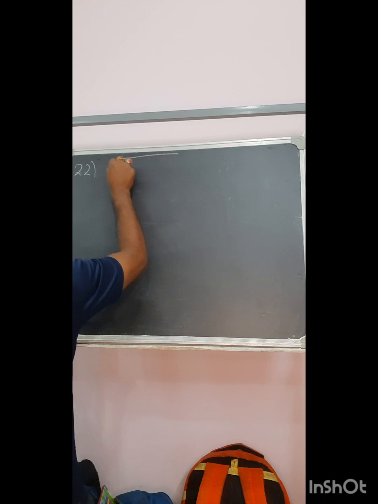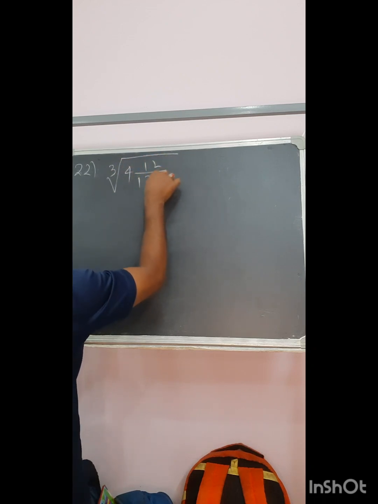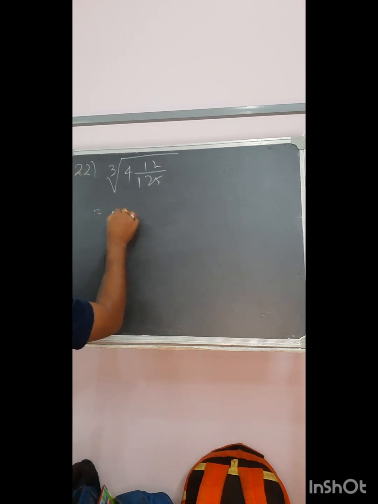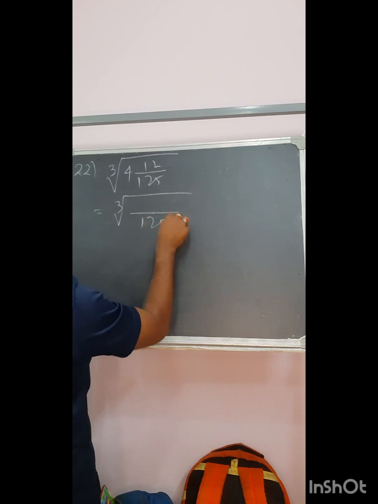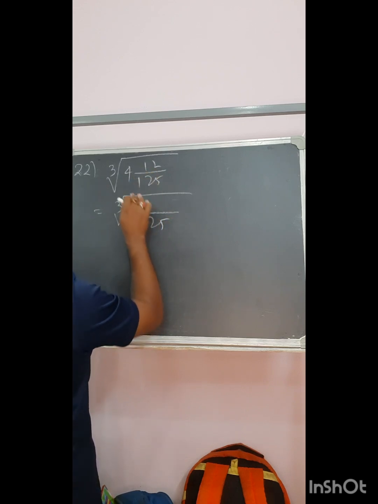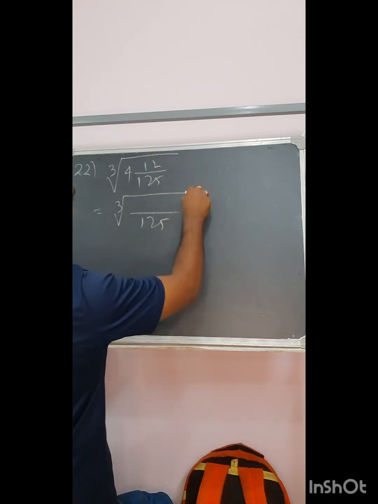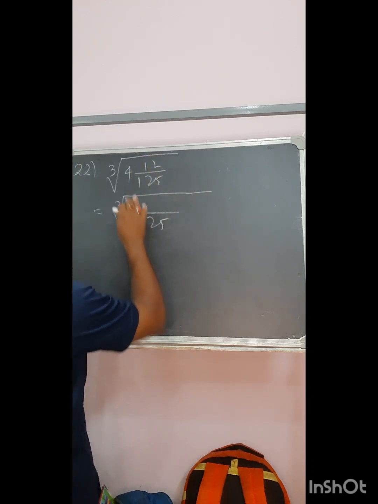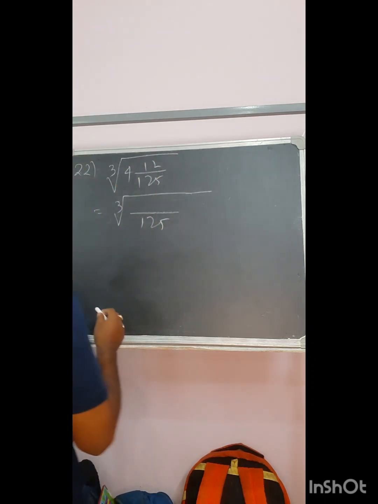Next one is 23. Cube root of 4, 12, 125. This is nothing. You have to bring the things as they are to calculate. I have to bring it to a fraction instead of a mixed fraction. I have to bring it in a fraction form.